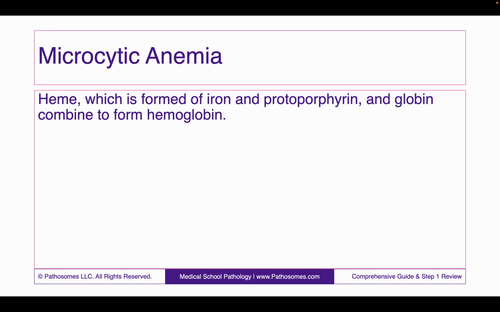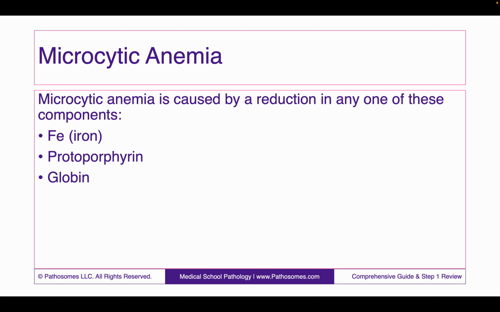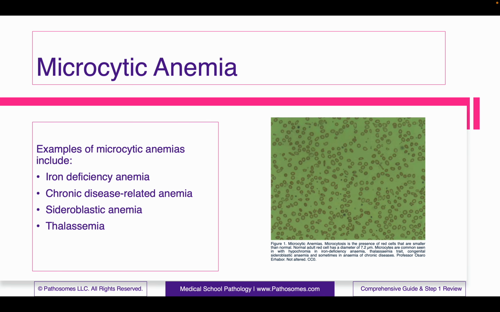Heme, which is formed of iron and protoporphyrin, and globin combine to form hemoglobin. Microcytic anemia is caused by a reduction in any of these components, whether it be iron, protoporphyrin, or globin. Some common examples of microcytic anemias include iron deficiency anemia, anemia of chronic disease, sideroblastic anemia, and the various thalassemias. We're going to talk all about those.